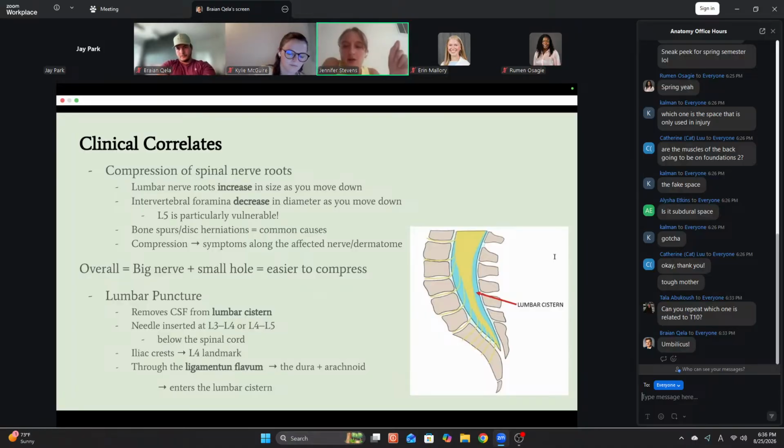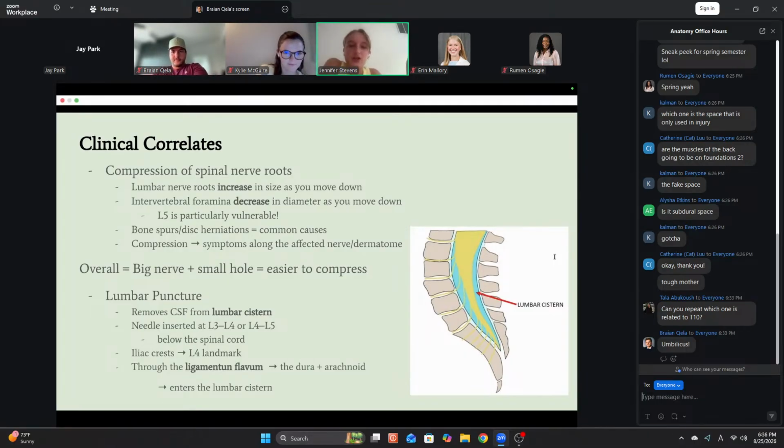The slides emphasized L5 just because that's where the biggest nerve root is coming out, and it's the smallest hole. So that tends to get compressed a lot. And I know in past TA reviews, we talked about disc herniations. Bone spurs are kind of the same thing. It's just compressing the spine. Honestly, just a different word for it. Same vibe.